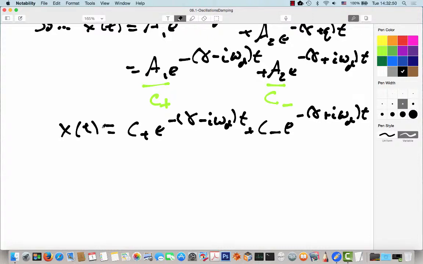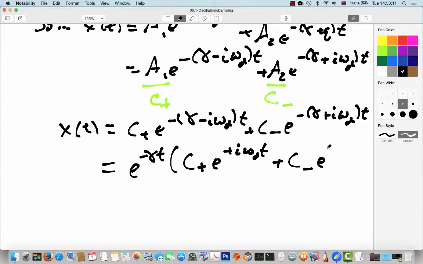Well, the one thing that both of these terms have in common is an e to the minus gamma t, so let's pull it out. So e to the minus gamma t times C plus e to the plus I omega d t. Now you see why I chose it that way. Plus C minus e to the minus I omega d t.